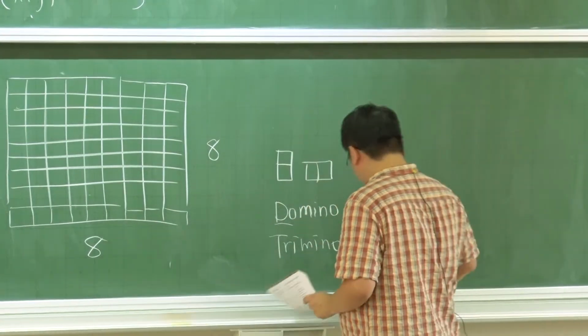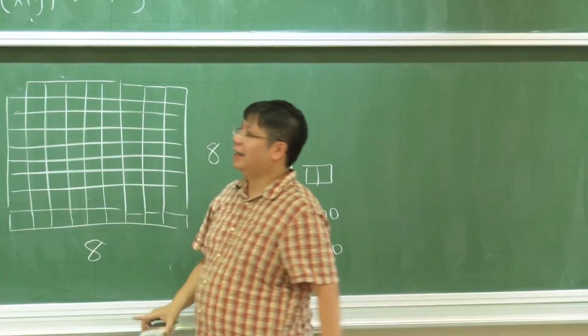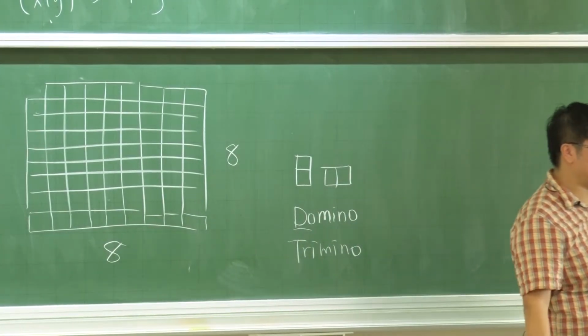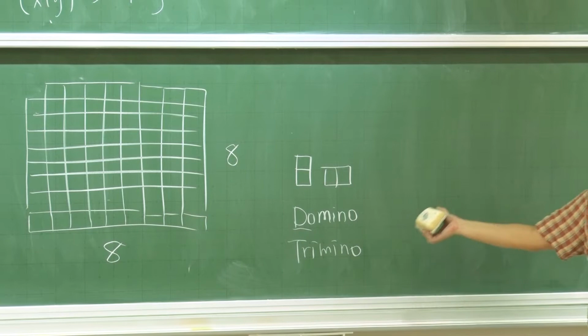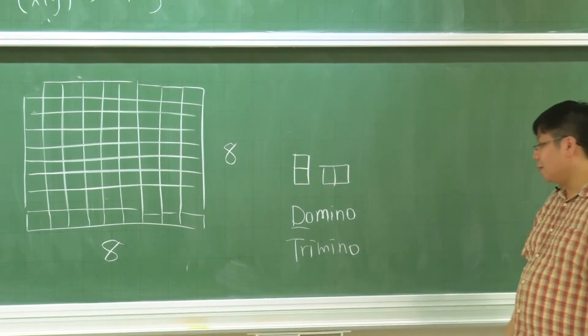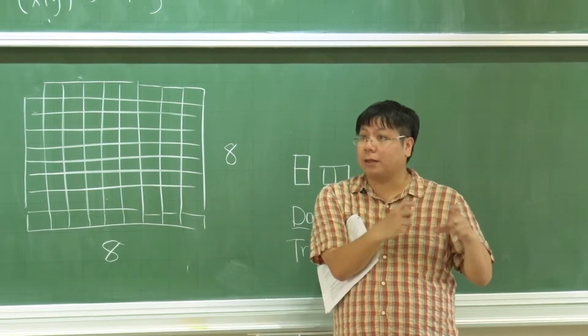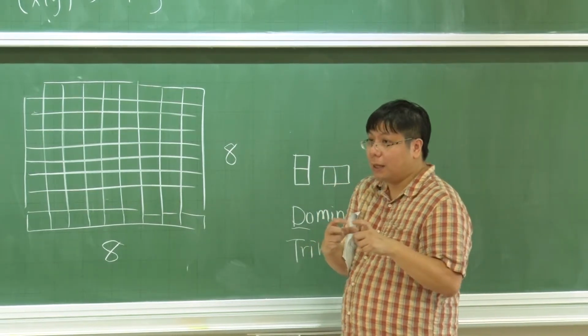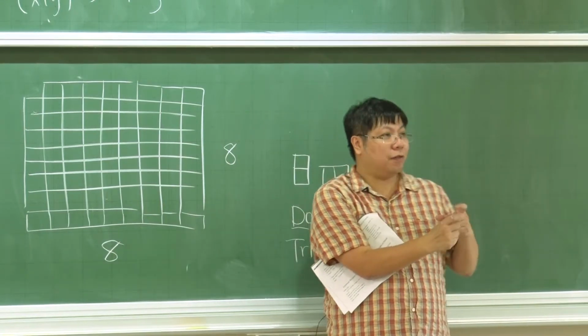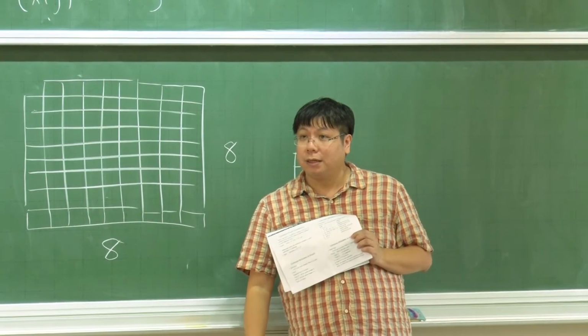Now, how about I remove this square? Just 1 square. Can we still do this? No? How can we show this? Now, the rule is that no domino can overlap with another one. So there is no overlapping. But we need to cover every square of this chessboard, right?